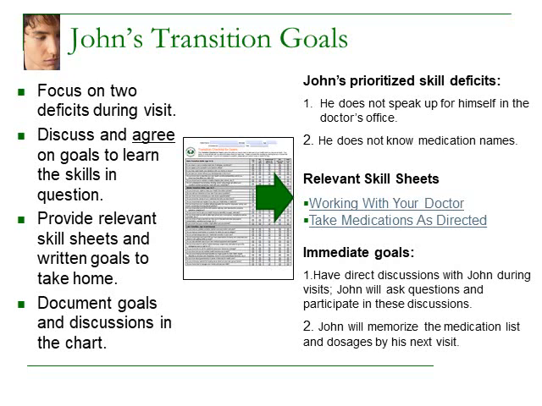The pediatrician provided relevant skill sheets to facilitate the discussion and gave John copies to take home. They agreed that both John and the pediatrician would have assignments for the next visit. Here are 2 immediate goals. The pediatrician agreed to actively direct all discussions to John in future visits, beginning with the next visit. John agreed to ask questions and participate in the discussion. John agreed to memorize his medication list and dosages by the next visit.